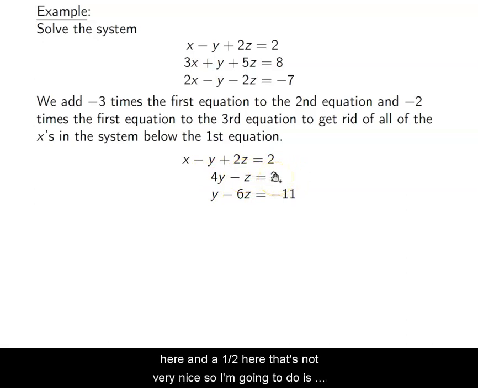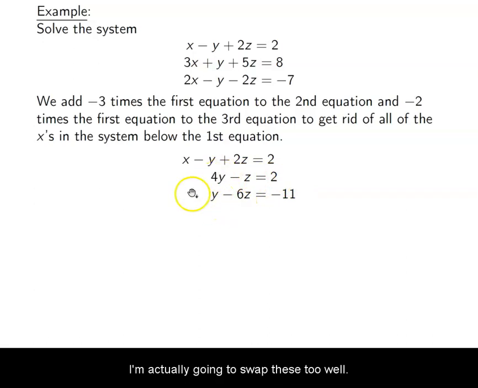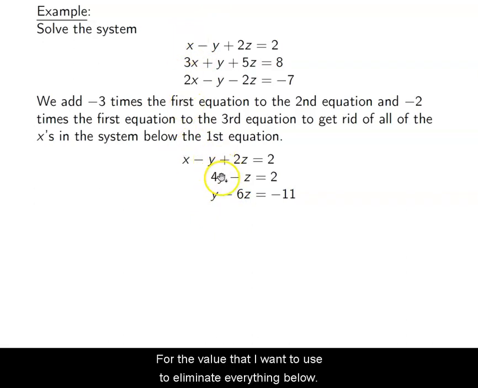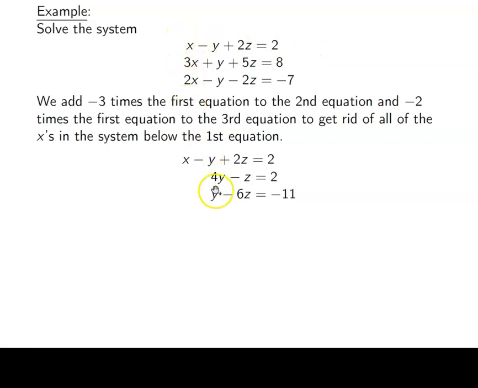That's not very nice. So what I'm going to do is swap these two out, because I prefer to have a 1 coefficient for the value that I want to use to eliminate everything below it. Because as you saw here, it was really easy. Whatever the coefficient I had here, I just multiplied by the negative of the same value. This was 3, so I multiplied this times -3. This was 2, so I multiplied my first equation by the opposite of that value.